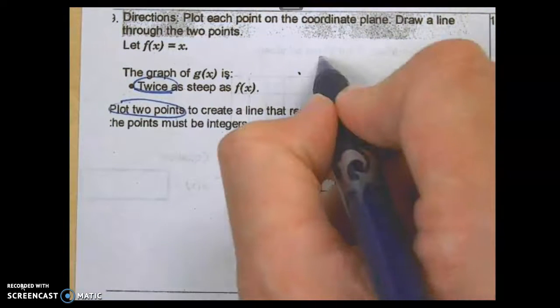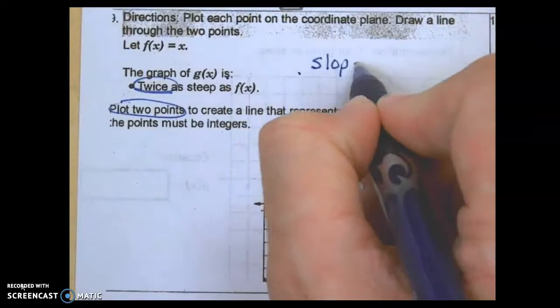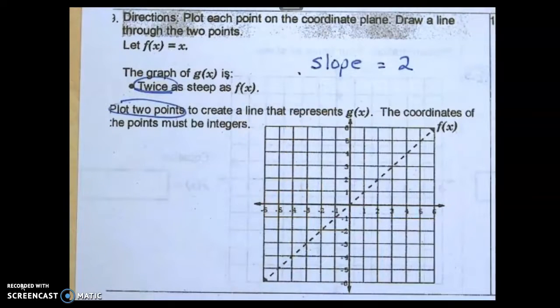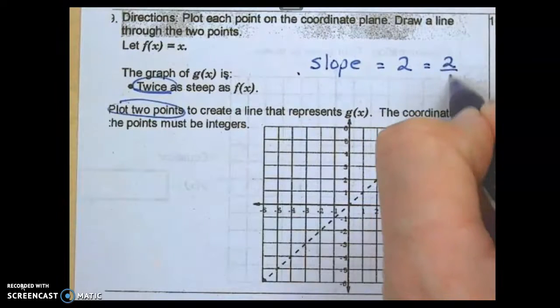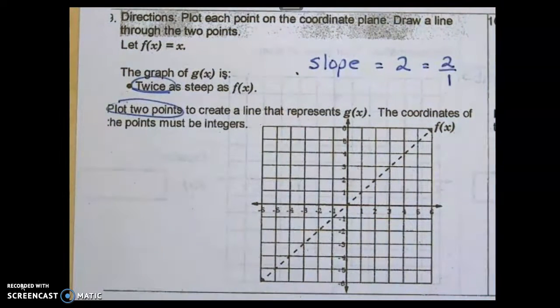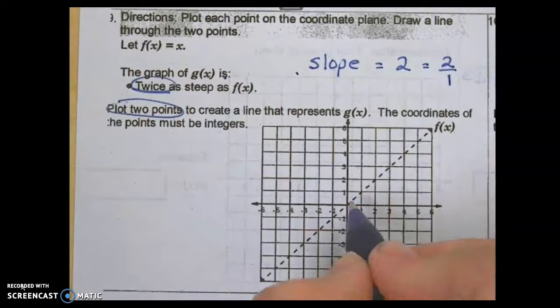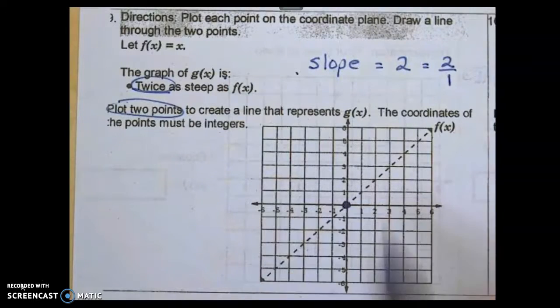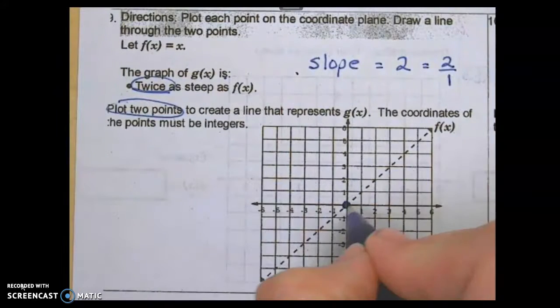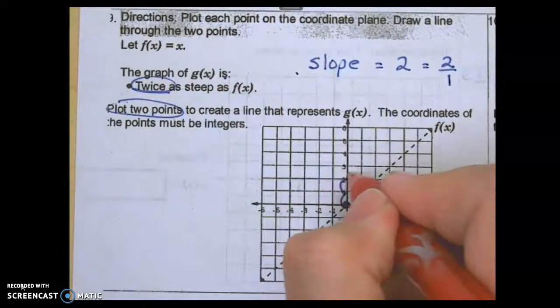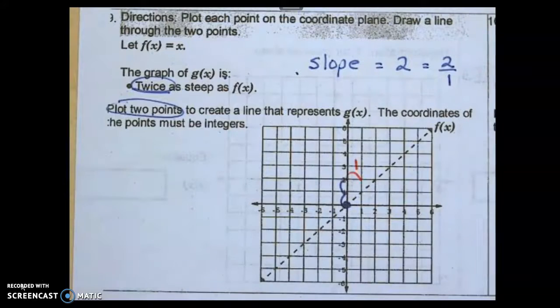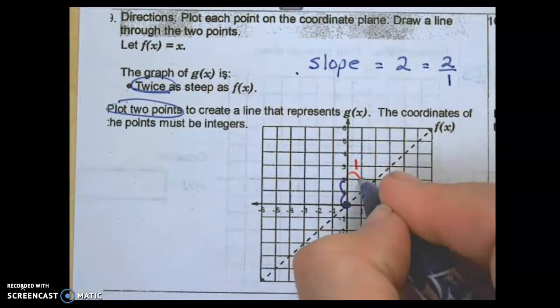So that means my slope equals 2. Twice means 2. So I know I need to give that an understood 1. So I'm going to rise 2, right 1. Always start at the origin. There's my first ordered pair, my first point. Rise 2, right 1. And there's my second point.